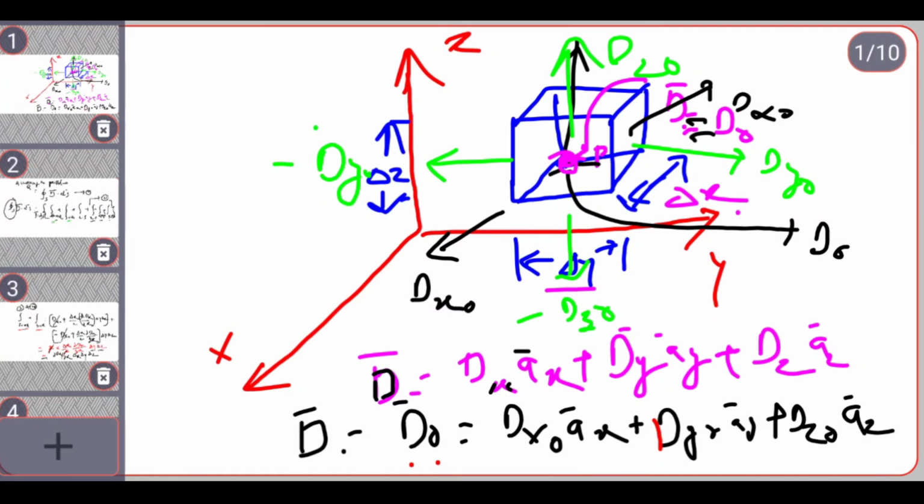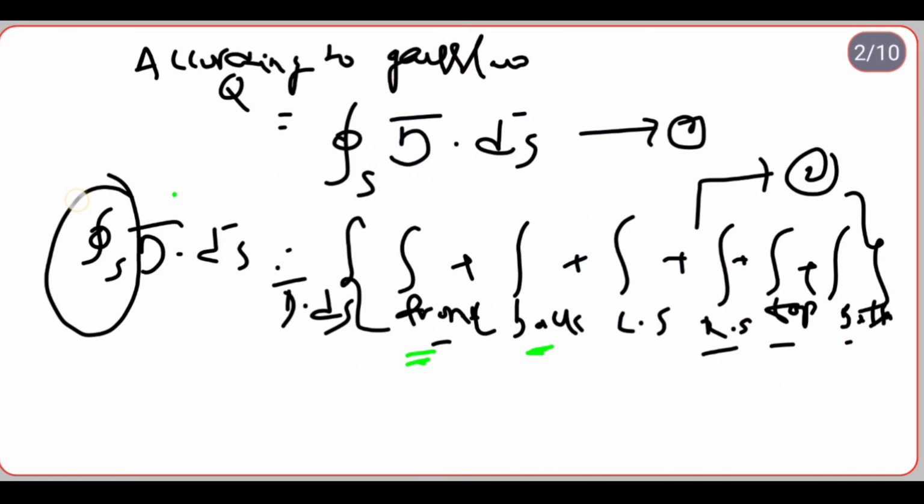From now we are applying the Gauss law. According to Gauss law, the total charge enclosed in any surface or any volume is Q equal to the surface integral of D dot dS. That is the Gauss law. Make it equation number 1. Now we apply the Gauss law to the entire differential volume element. The surface integral of D dot dS is the integration over all sides: front, back, left side, right side, top and bottom. We are considering all the surfaces.